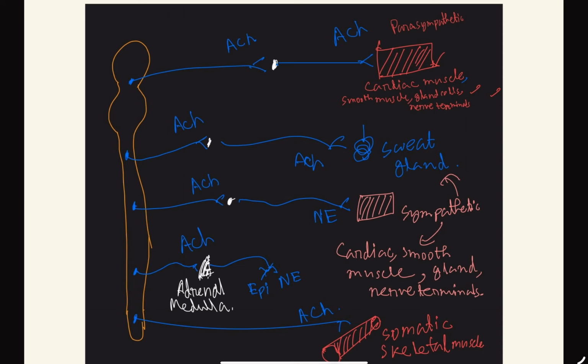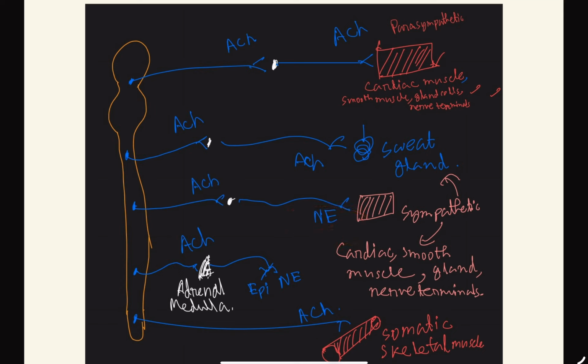But when we talk about the postganglionic nerve fibers, we can see that some fibers release acetylcholine and some fibers release norepinephrine and epinephrine. So there are adrenergic nerve fibers and cholinergic nerve fibers. The organs innervated by the parasympathetic nervous system are cardiac muscles, smooth muscles, glands, and nerve terminals, so we get cholinergic nerve fibers. In the organs related to the sympathetic nervous system, we get norepinephrine.